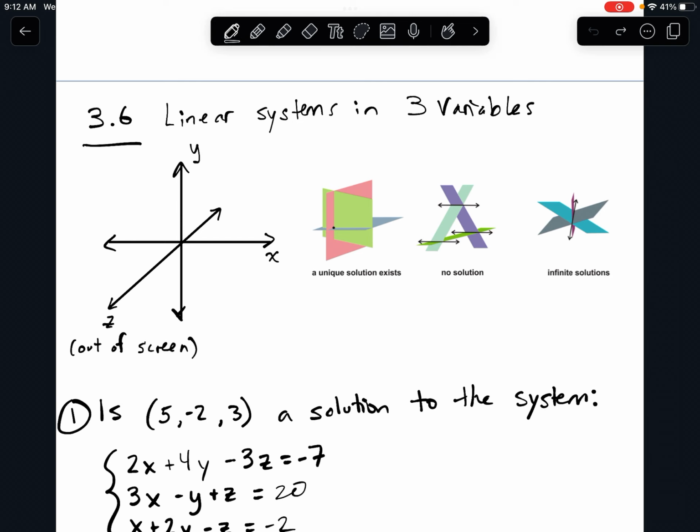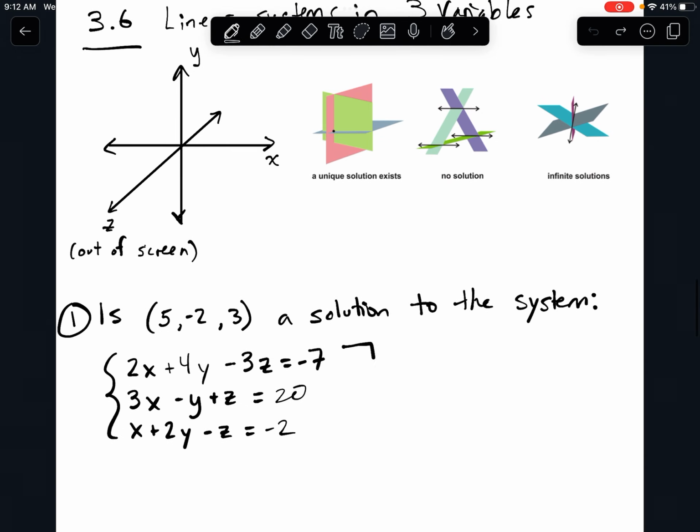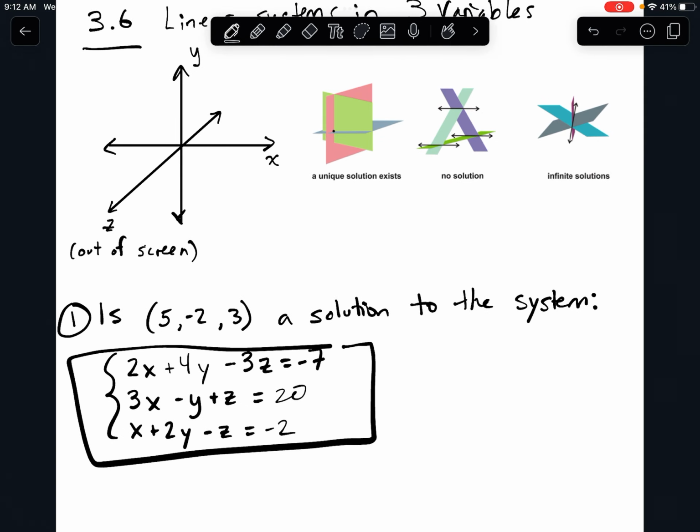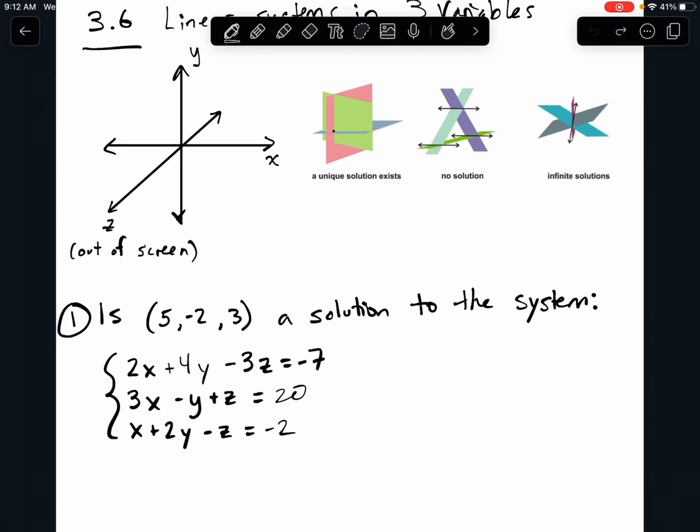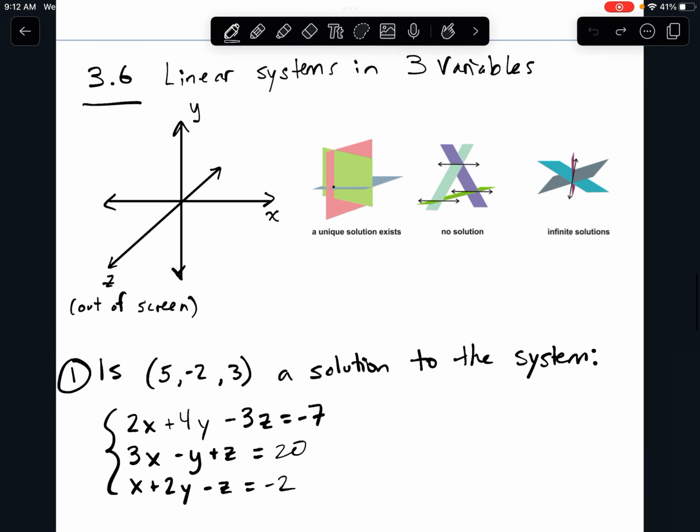And so if we graph these three planes, as you can see in problem one, we've got these three different planes here. We're looking at where they intersect. And there's three different scenarios. The one scenario is if these three planes intersect at a single point. So there is one unique solution.